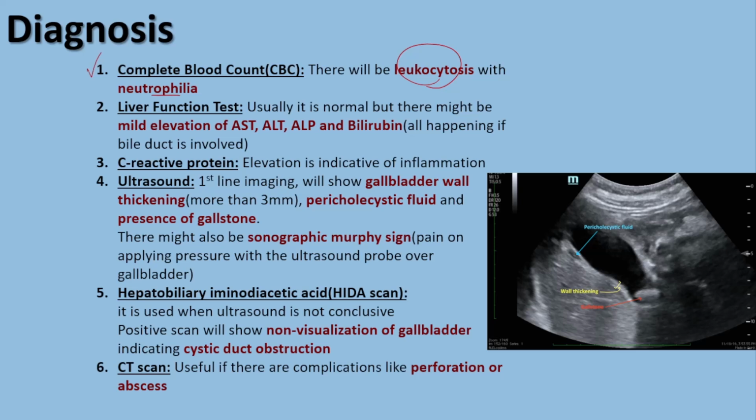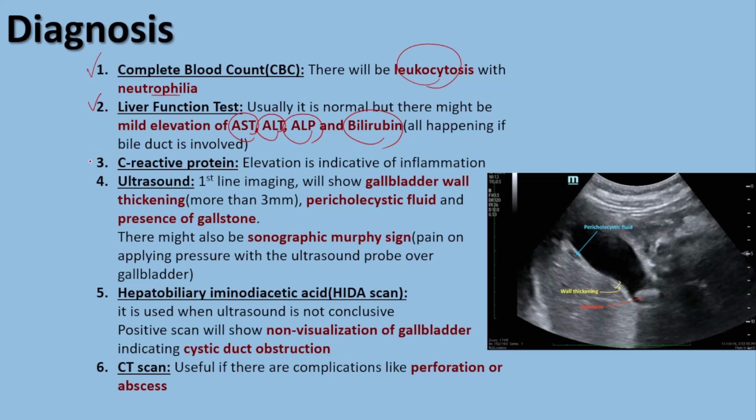This is an acute inflammation, and in the acute inflammation, we are going to have involvement of the neutrophils. So as the result, the patient will have neutrophilia and leukocytosis. In the liver function test, you are going to see mild elevation in AST, ALT, alkaline phosphatase, and bilirubin. And all of these elevations are happening because of the fact that the bile duct is involved in this process.